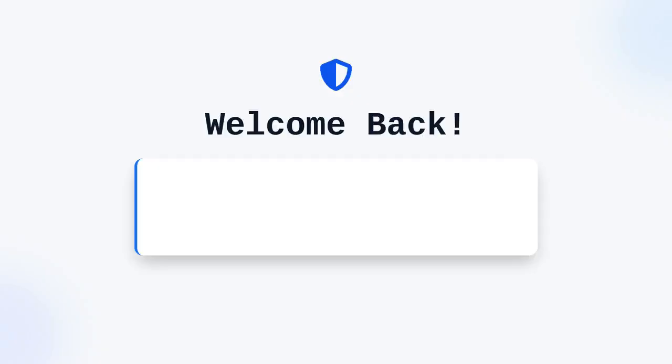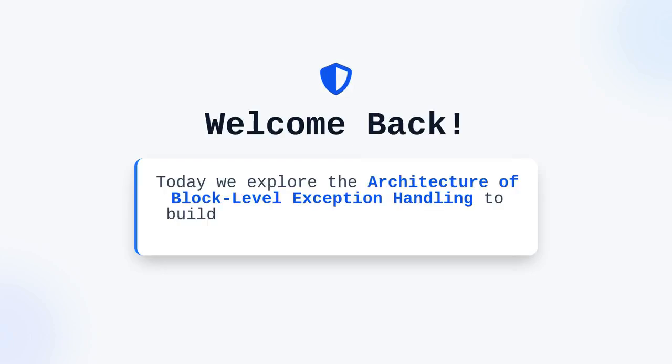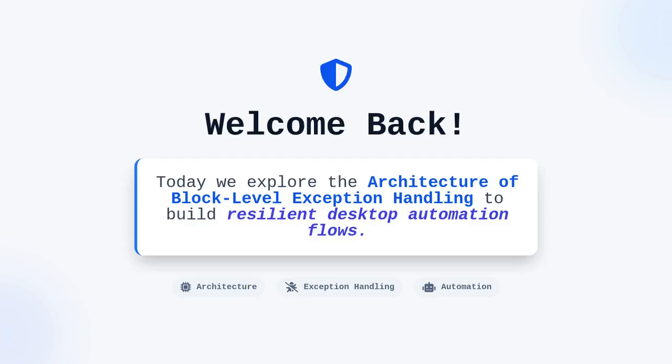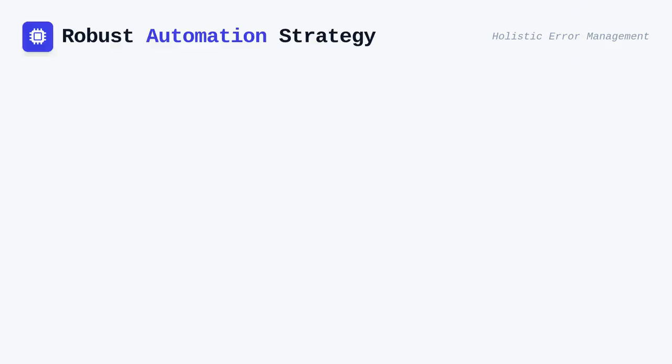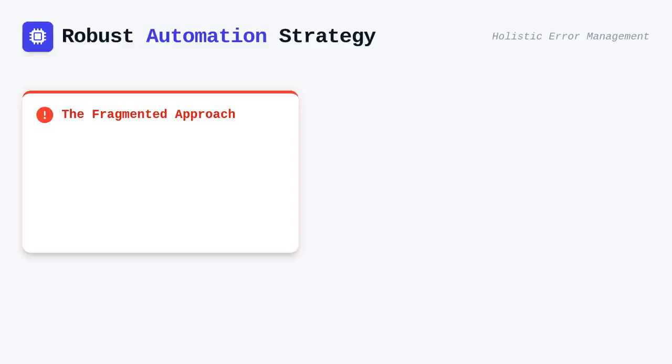Hello, and welcome back. Today, we will explore the architecture of block-level exception handling to build resilient desktop automation flows. When we construct robust automation, individual action-level retries are often insufficient for complex business processes.